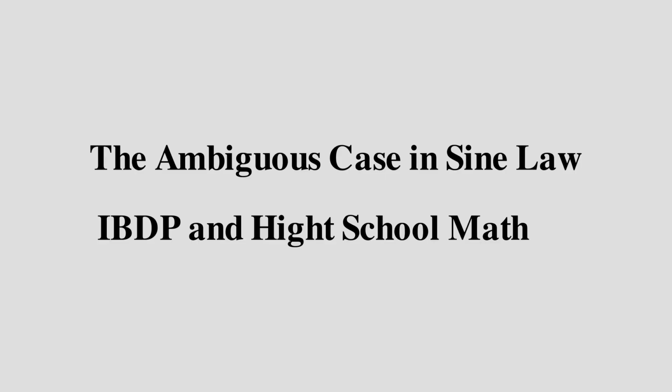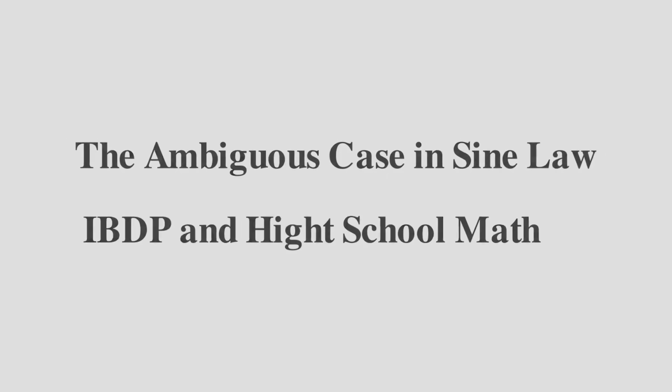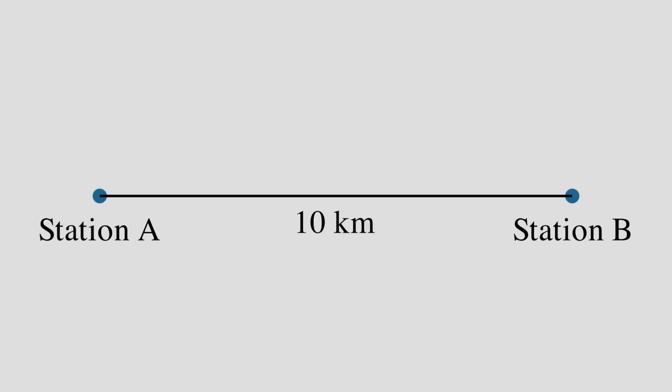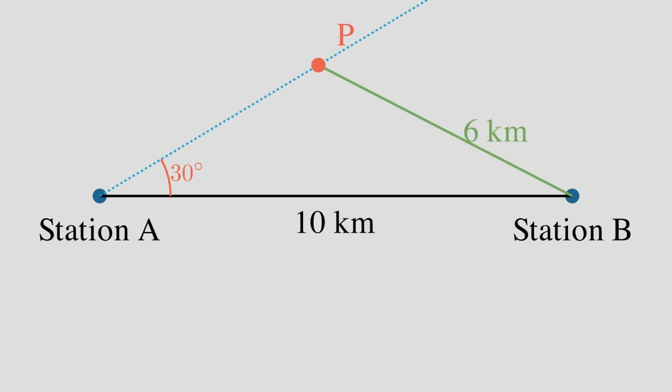Today, we're going to have an additional example to help you understand the ambiguous case. Imagine this. A search and rescue drone is working from two ground stations, A and B, located 10 kilometers apart. From station A, the operator detects a distress beacon. The angle formed by the line of sight to the beacon and the line connecting station A to station B is 30 degrees. Crucially, the beacon is known to be 6 kilometers from station B.